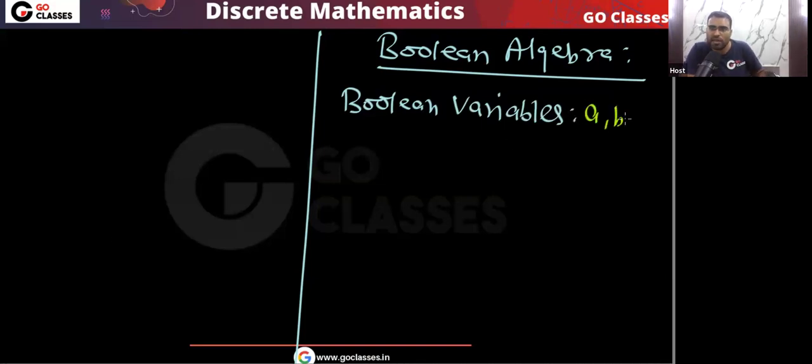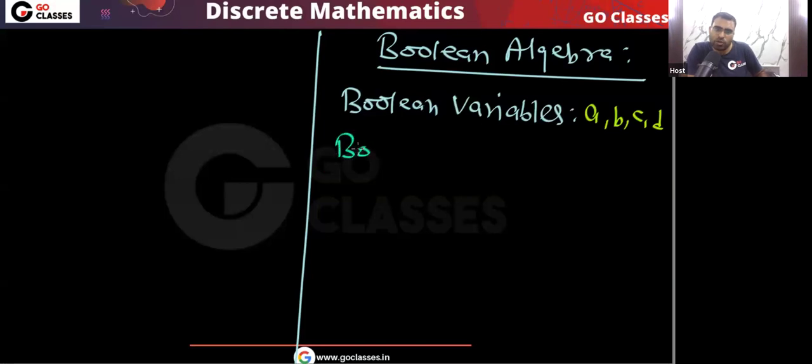So if you remember, in Boolean algebra, first you have Boolean variables. Most of the time we use variables like A, B, C, D. These are Boolean variables. Now what are Boolean functions?